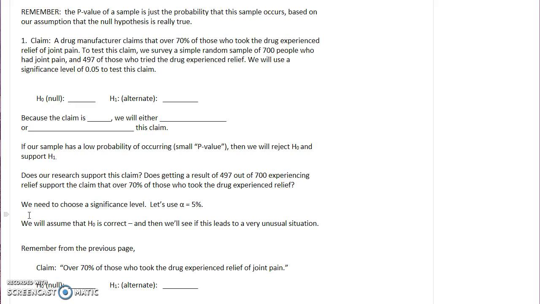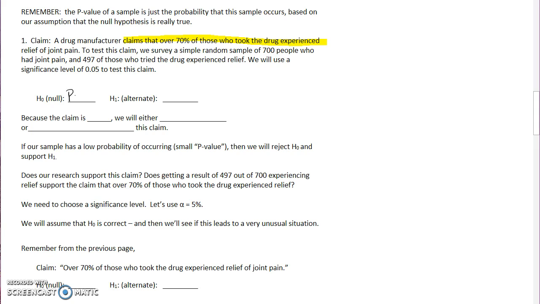So just like we did a few videos ago, our first step here is going to be setting up the null and alternative hypothesis and marking which one's the claim. We're working with proportions here because you can see the claim is, and I'm going to actually highlight this here, the claim is that over 70% of those who took the drug experienced relief. You can see we're working with proportions here.